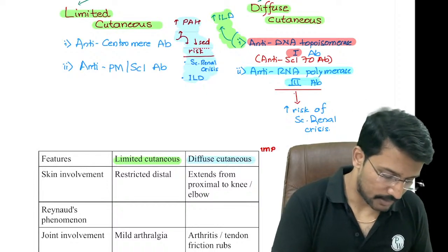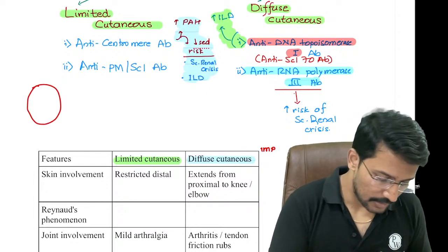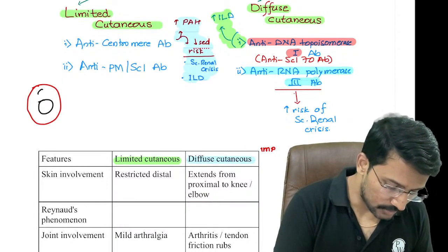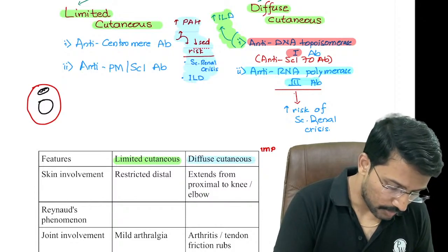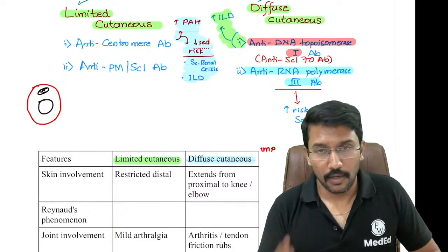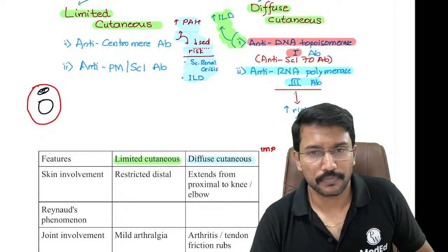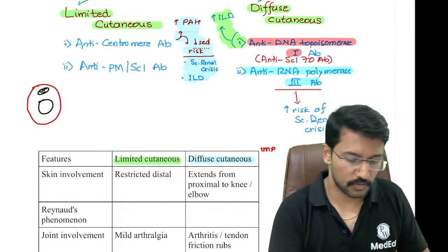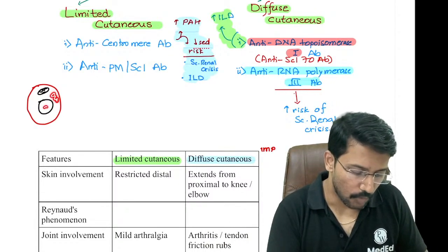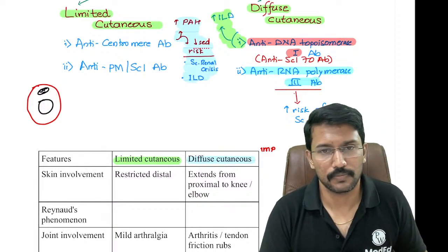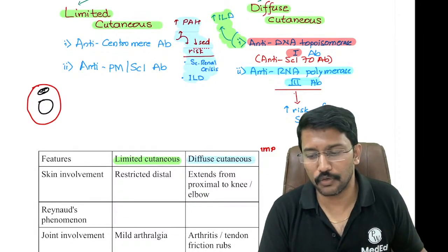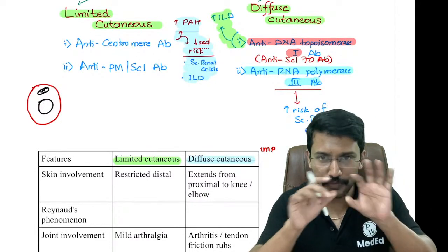So let me simplify it. Let me say this is a cell. Inside the cell there is a nucleus and outside there is a mitochondria. Now I have to find centromeres. मुझे कहाँ पे मिलेंगे centromeres? Where do I find centromeres? Will I find the centromeres in the cytoplasm or nucleus? Where do we find the centromeres? Centromeres are the center point of the chromosomes, right?